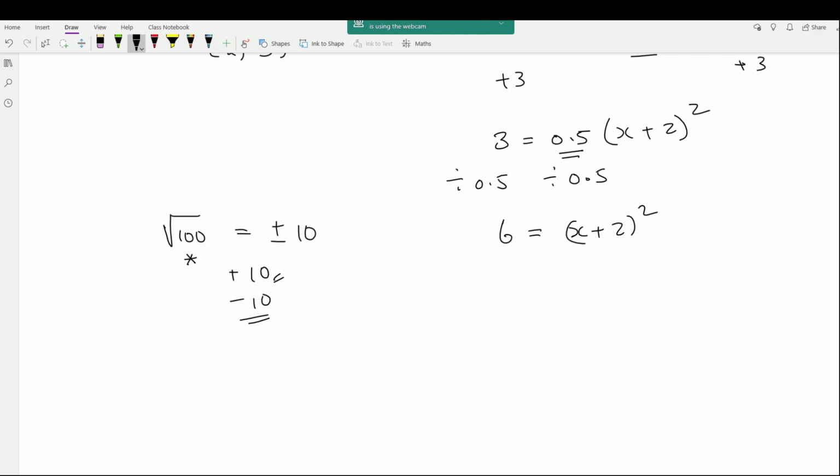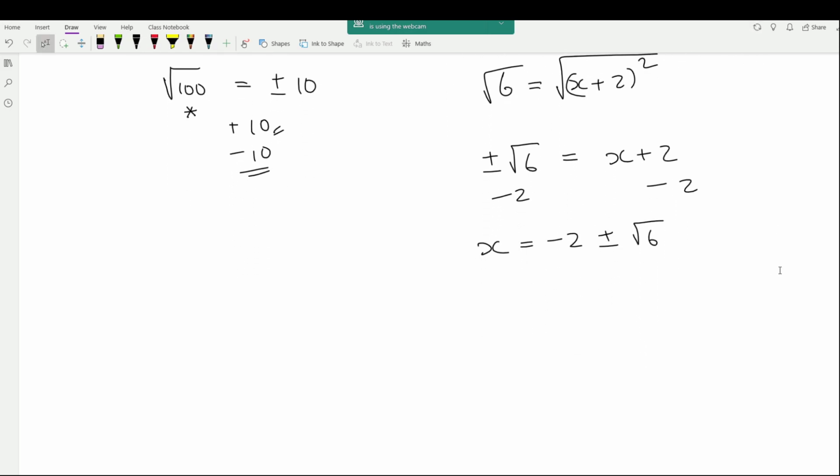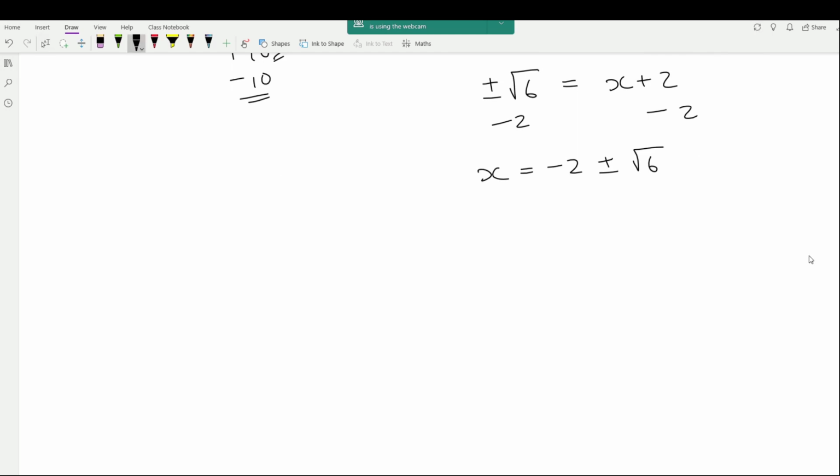So I'm going to take the square root of both sides. I'll get plus or minus the square root of 6 is equal to x plus 2, and then I'm going to subtract 2 from both sides. So x is equal to minus 2 plus or minus root 6. That's where the x-intercepts are. Now the square root of 6 is between 2 and 3, closer to 2.